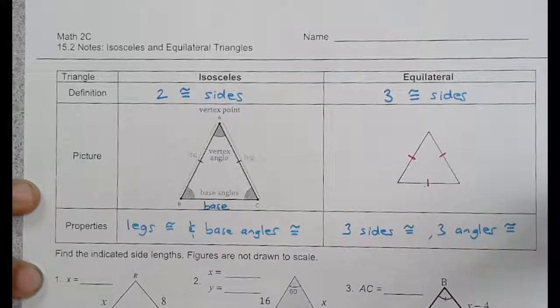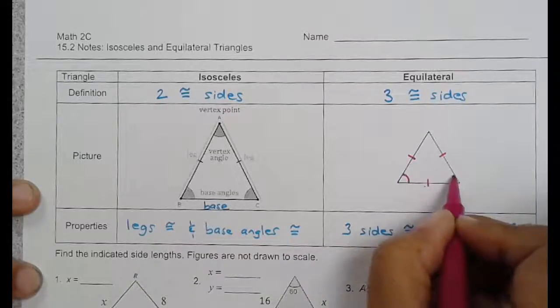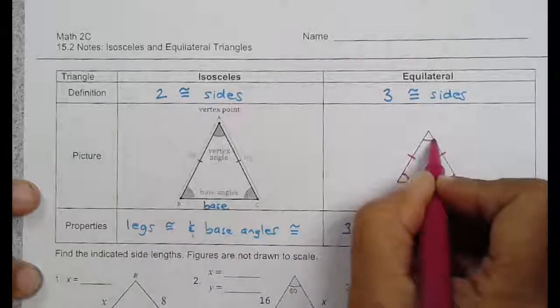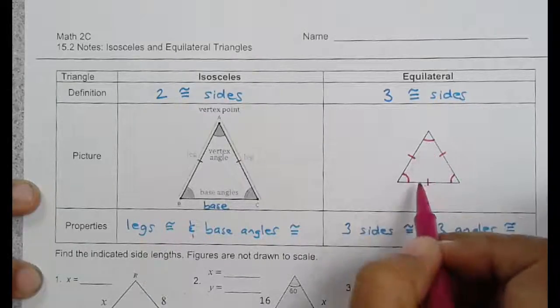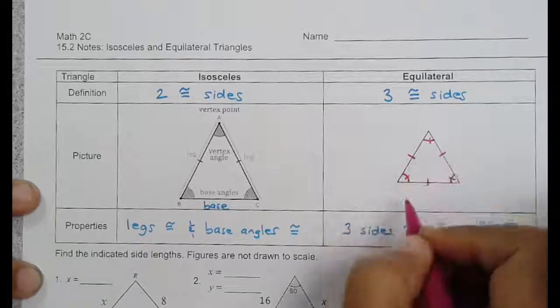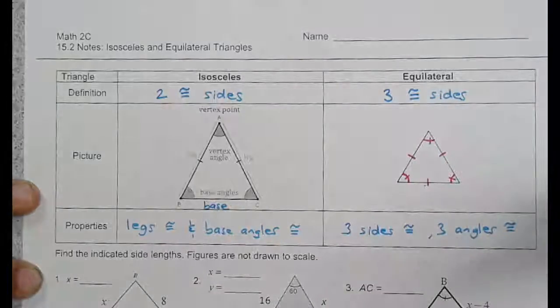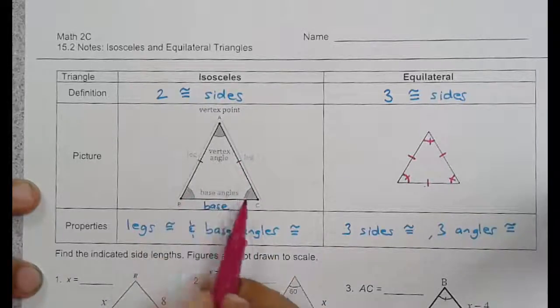To show that the angles are congruent, we're going to draw a little arc here. As long as it has one arc. Sometimes you'll just see one arc. You can have two arcs, two arcs, two arcs, or sometimes you'll see this with one mark like that instead. That also shows congruency. So if three sides are equal, you have three angles that are equal. If you have two legs that are equal, two sides that are equal, then you have two angles that are equal, which are the base angles.